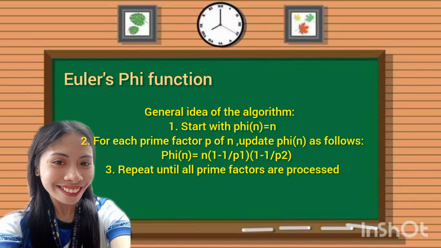Here's the general idea of the algorithm. First, start with φ(n) equal to n. Second, for each prime factor p of n, update φ(n) as follows: φ(n) is equal to φ(n) times (1 minus 1 over p). Third, repeat until all prime factors are processed.